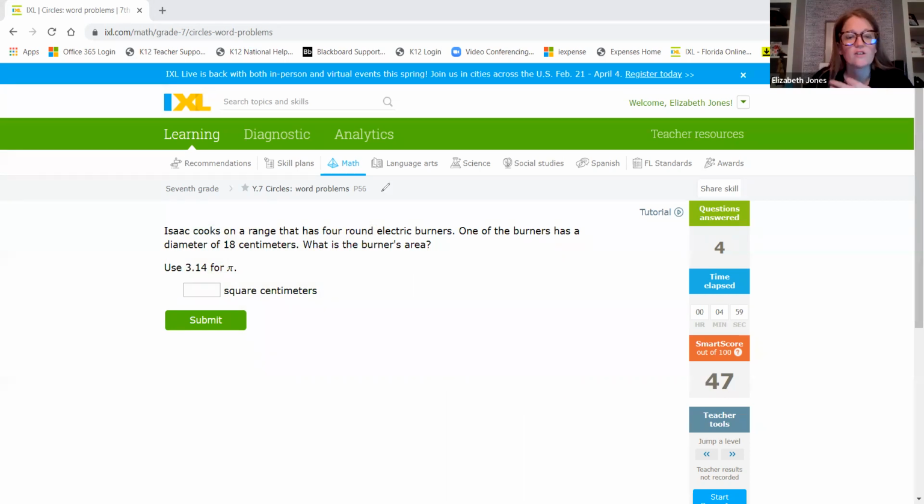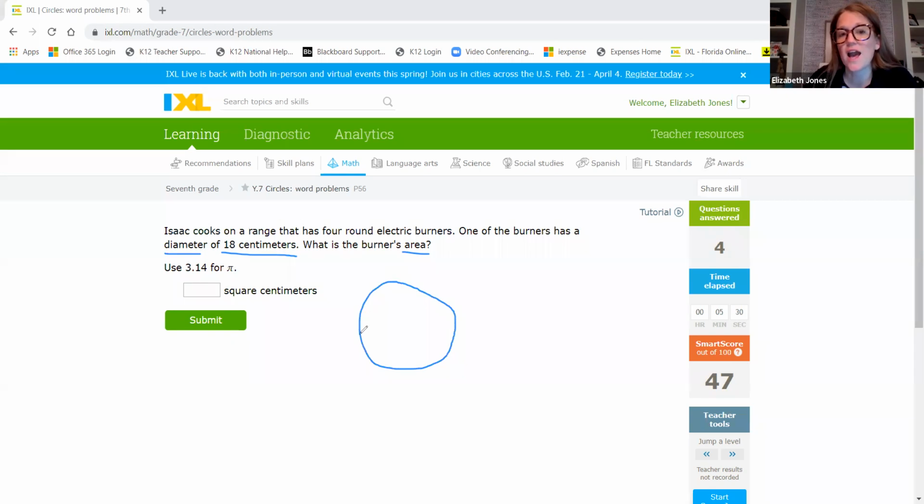Isaac cooks on a range that has 4 round electric burners. One of the burners has a diameter of 18 centimeters. I was hoping for a diameter. Perfect. Okay. One of the burners has a diameter of 18 centimeters. What is the burner's area? Okay, so we're solving for area and they gave us diameter. So what does that mean? When you're cooking on a stove, you know, there's circles, or you might even have 6. Those are called burners, and they're obviously circles. And it's telling you that one of them has a diameter of 18.